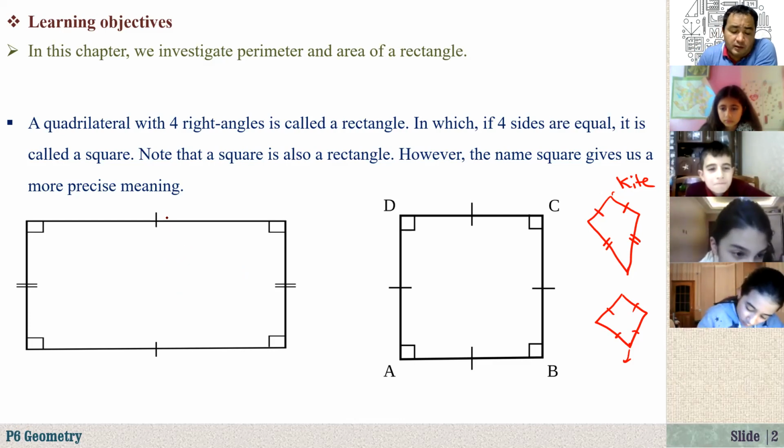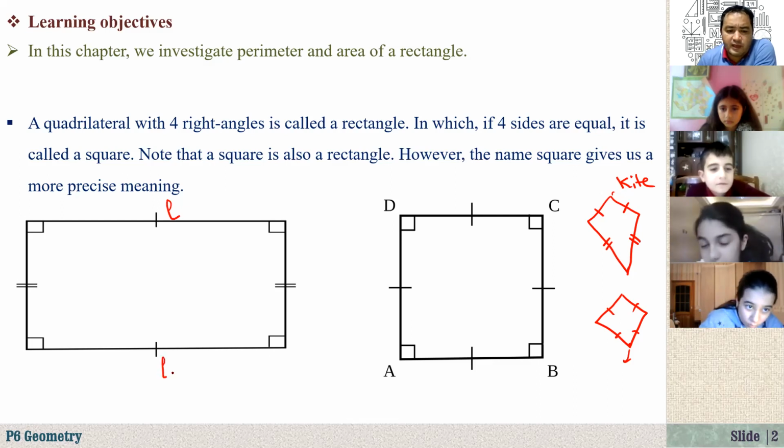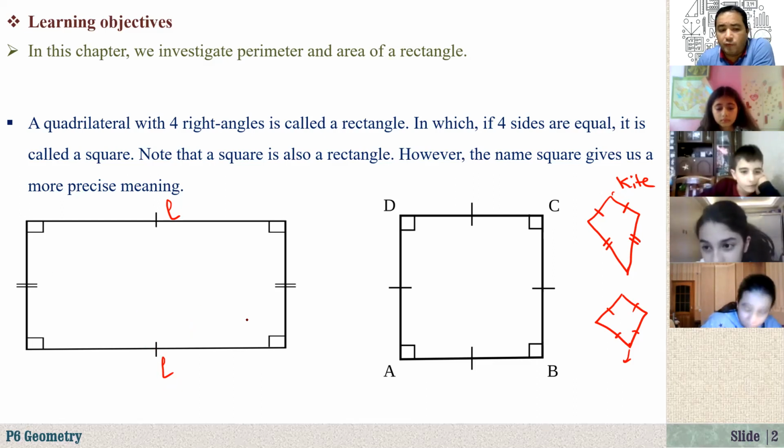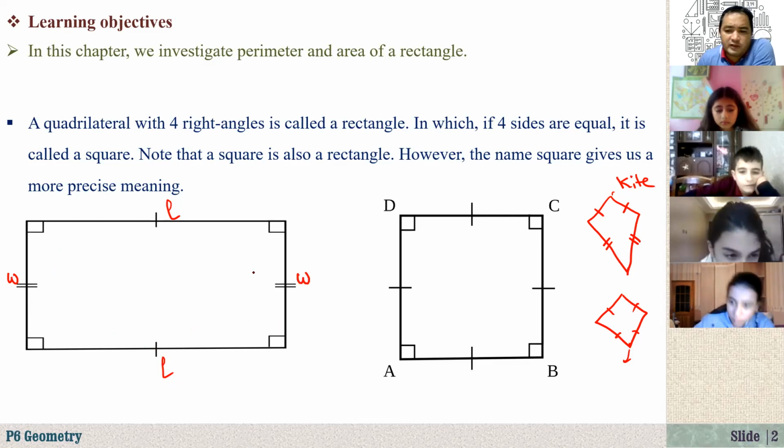In a rectangle, the longer side is called length. Usually we write it with L, the first letter of length. And how about the shorter side? We call this breadth or width. So usually we use W for width. And now, in the next slide, we'll talk about perimeter.